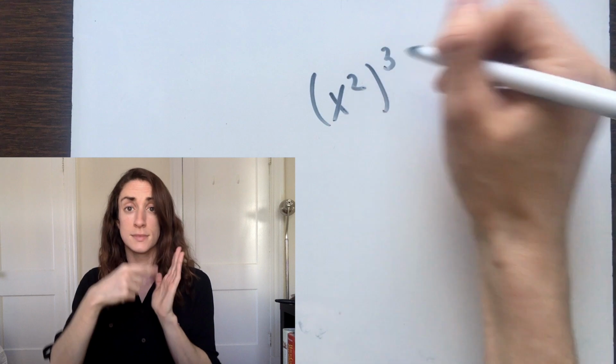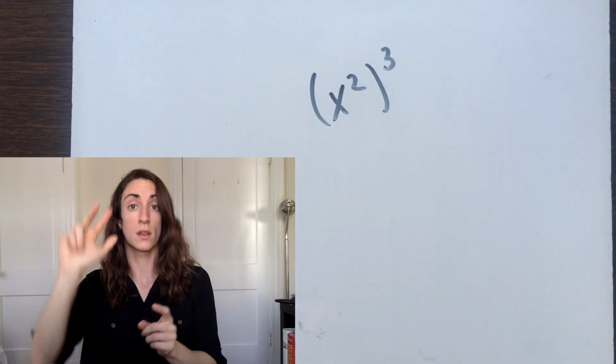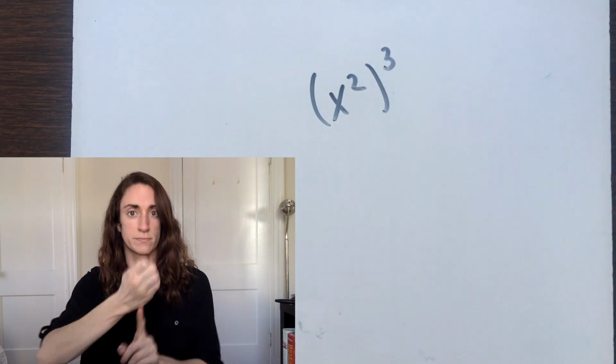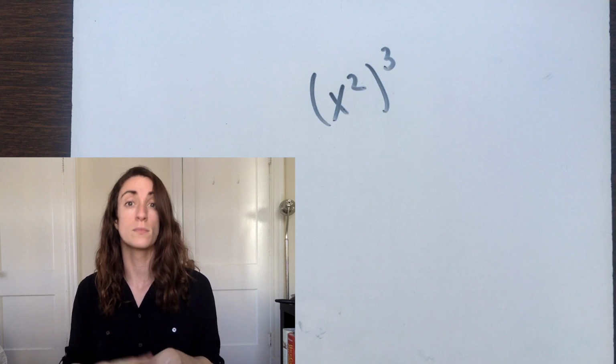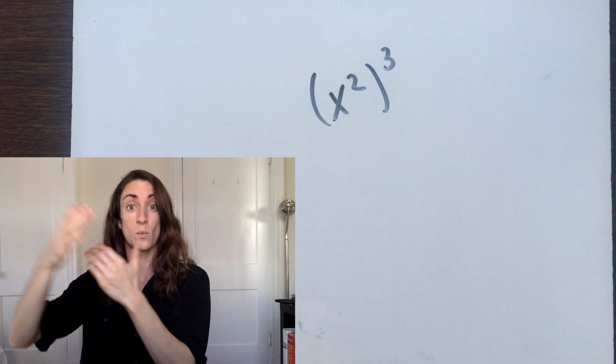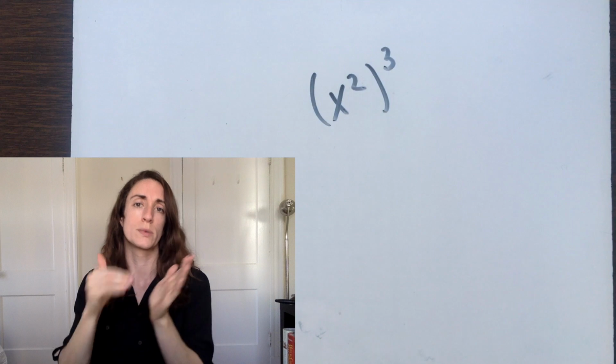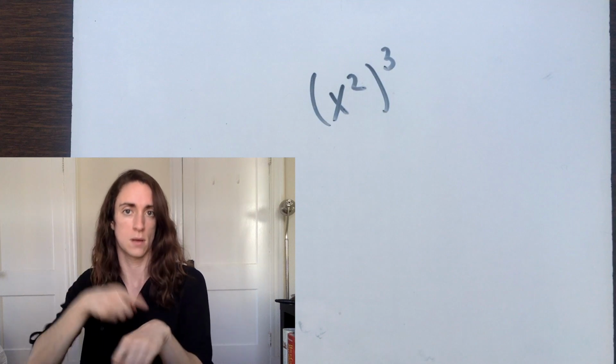Take a look at this example, x squared cubed. Remember that that cubed just means that whatever quantity is in those parentheses is going to be multiplied by itself 3 times. So that means that we can write this as x squared times x squared times x squared.